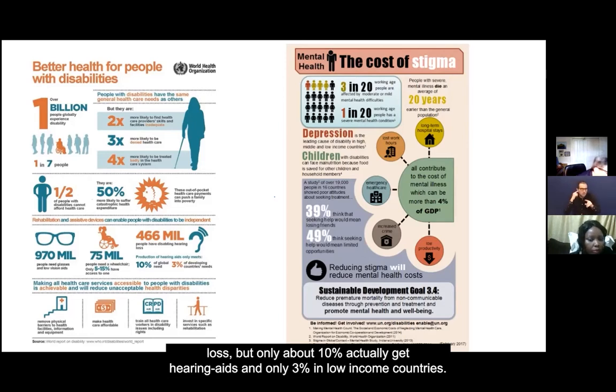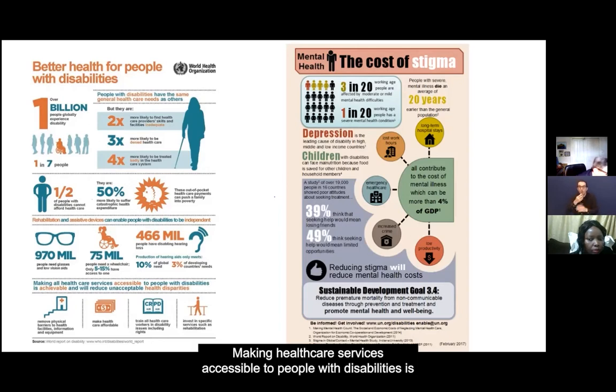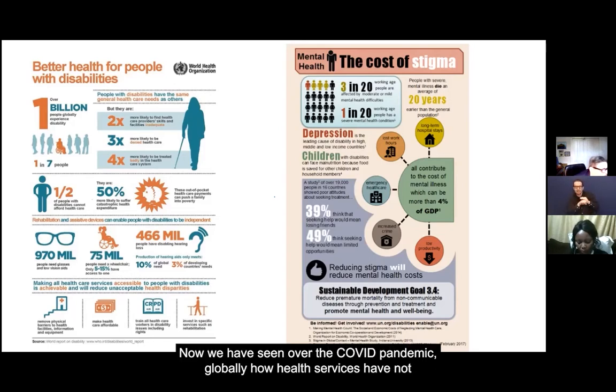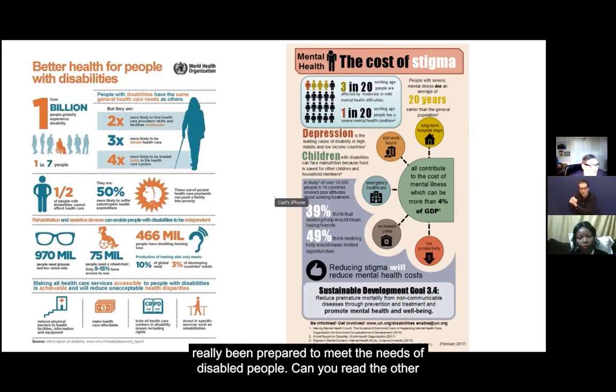Making all healthcare services accessible to people with disabilities is achievable and reduces unacceptable health disparities, but it will require access, it will require making it affordable, and it will require training for all health personnel and investment in specific services such as rehabilitation. And we've seen over the COVID pandemic globally how health services have not really been prepared to meet the needs of disabled people.